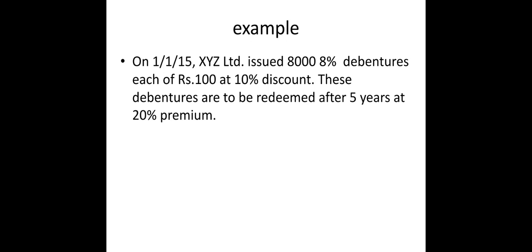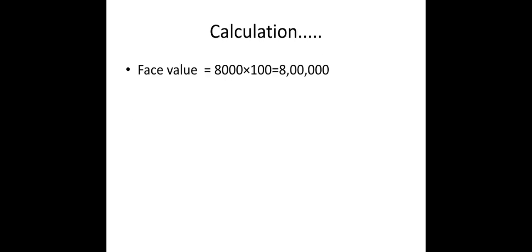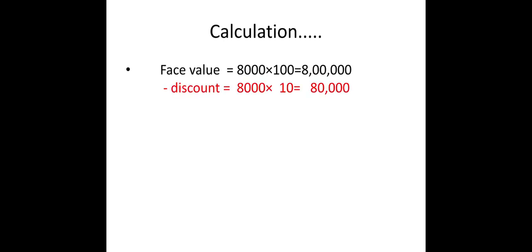First, let's calculate the necessary amount. Student, the face value of debenture is 100. 8,000 debentures we have issued multiplied by 100. So the face value of debenture is 8 lakhs, but we are giving 10% discount, students. So we will not get full 8 lakhs. Out of 8 lakh, 10% is the discount. So what is the 10% of 8 lakh? Yes, 80,000, or 8,000 into 10.